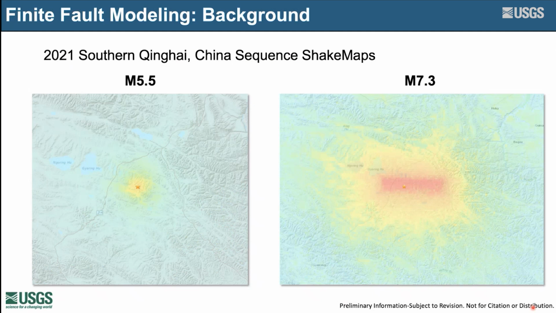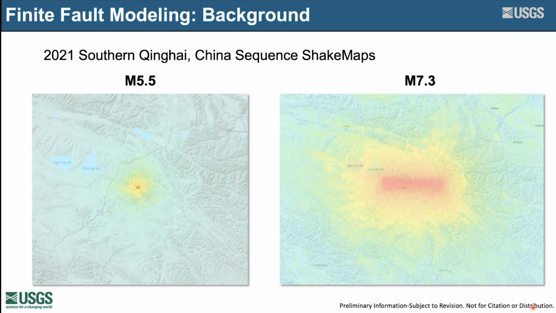So what exactly is the benefit of a finite fault model to earthquake response? You can see pretty clearly that distinction in these two earthquakes from 2021 in China, a magnitude 5.5 on the left and a 7.3 on the right. Small to moderate earthquakes like the one on the left can be reasonably approximated by a point source. You can see that shaking is distributed basically symmetrically in all directions.